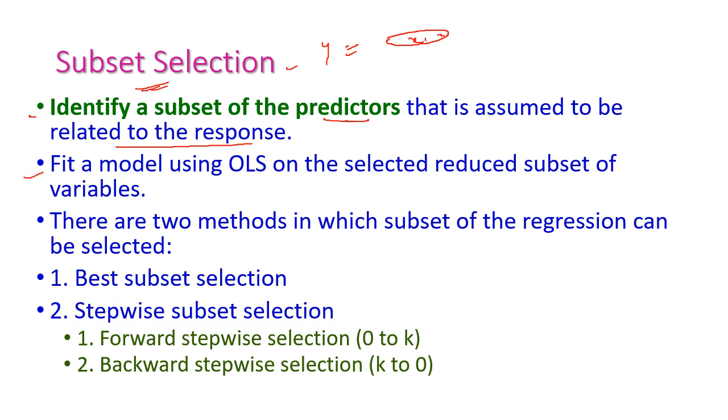First, for this, fit the model with OLS, that is the ordinary least squares algorithm, on the selected reduced subset of variables. For this there are two methods: the first one is best subset selection and the second one is stepwise subset selection. When it comes to stepwise, there are two methods, forward stepwise selection and backward stepwise selection. That is 0 to k, k to 0.